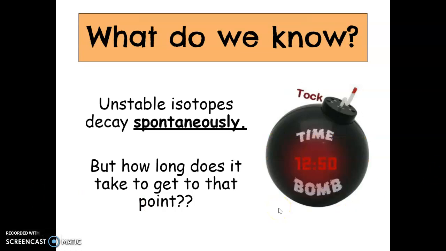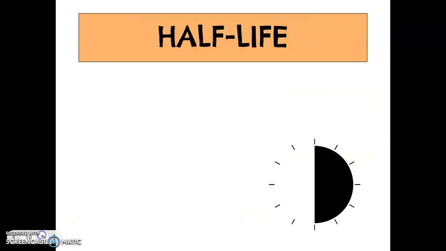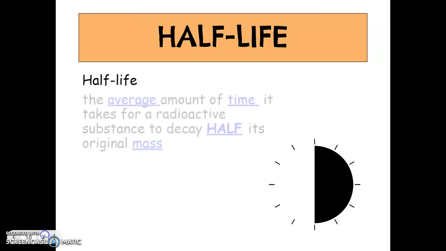But how long does it take to get to that point? So let's say that an unstable atom starts to decay into a stable form of a different element. How long is that process going to take? Well, the answer is it depends. It depends on the actual element itself, but we can calculate the half-life of our elements and we can figure out how long it will take. And that is this concept called half-life, which we're going to learn how to calculate today.